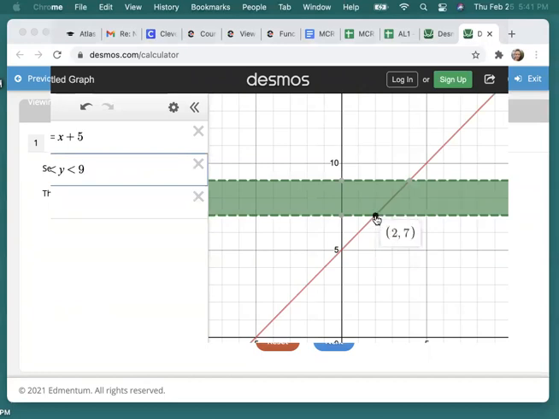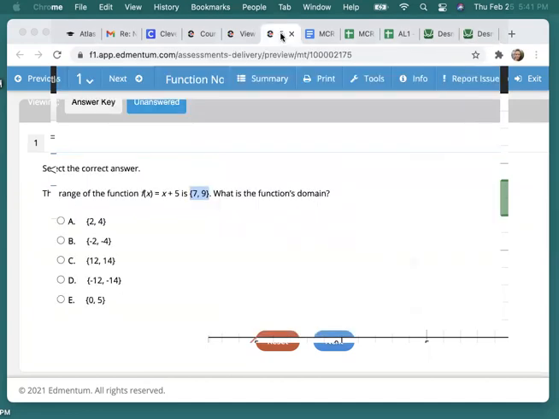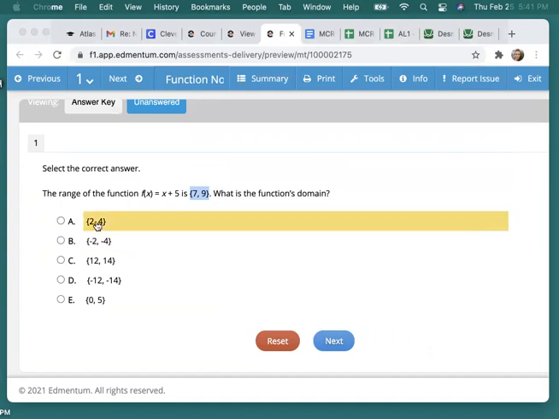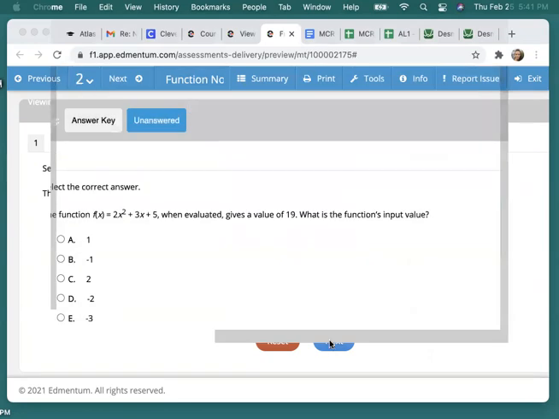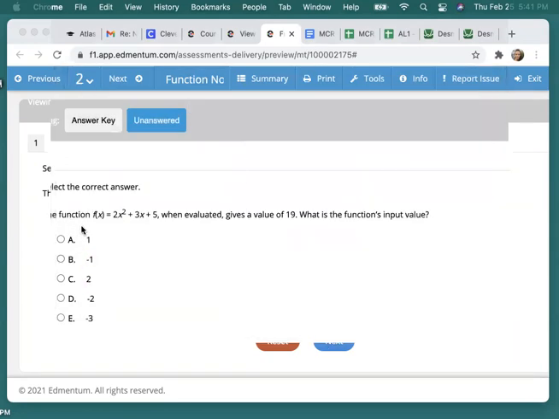So between 7 and 9, this green area is the range. So the domain is going to be between 2 and 4. So 2 and 4, answer A is the answer.